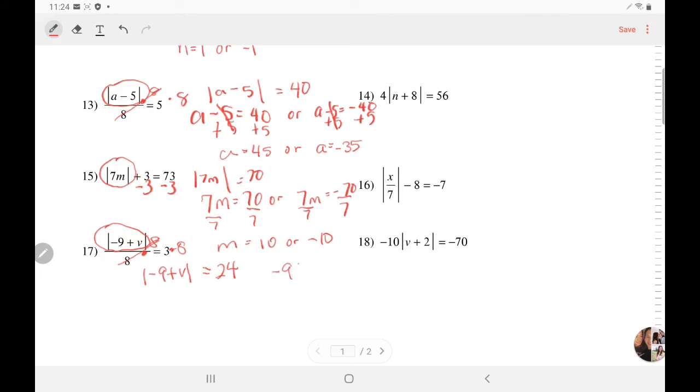So negative 9 plus v is either 24 or negative 9 plus v is negative 24. Solving for v, you add 9. Cancel. So v is 33 or v is negative 15.